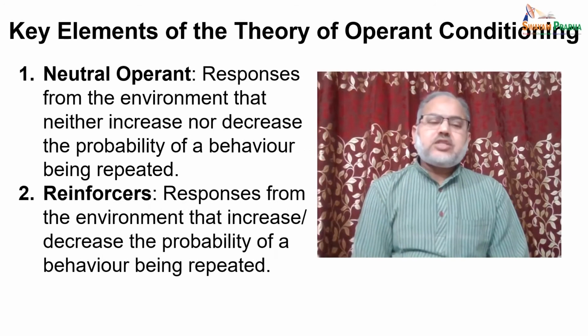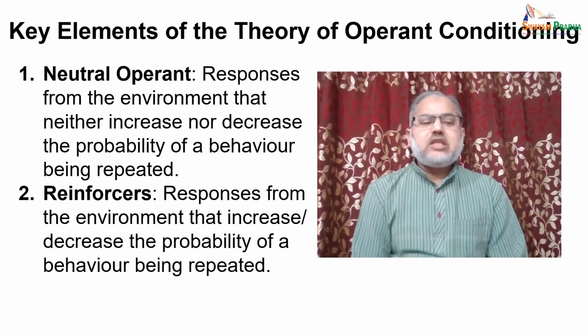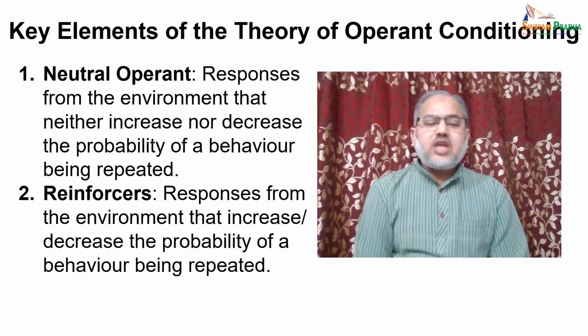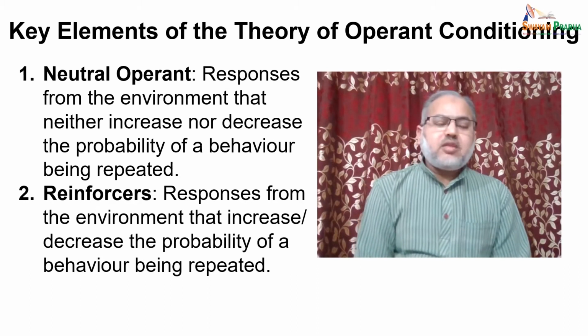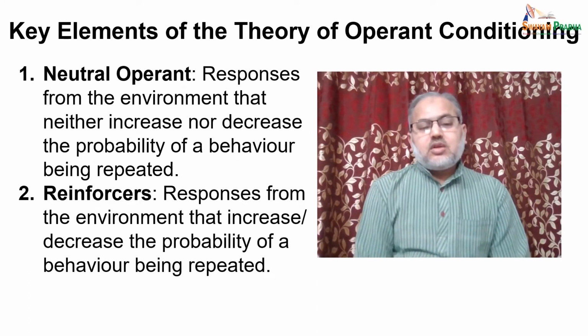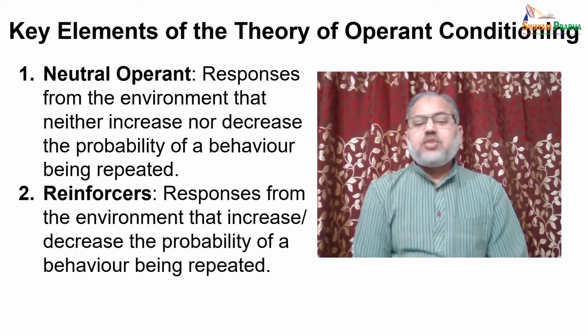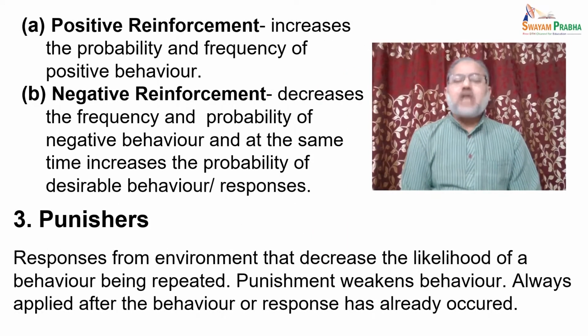Now friends, try to understand the key elements of the theory of operant conditioning. The first one in the series is neutral operant. Responses from the environment that neither increase nor decrease the probability of a behavior being repeated are called neutral operants, which was not the concern of B.F. Skinner in his experiment. The second one is reinforcers. Responses from the environment that increase or decrease the probability of a behavior being repeated are called reinforcers. These are of two types: positive reinforcement and negative reinforcement.